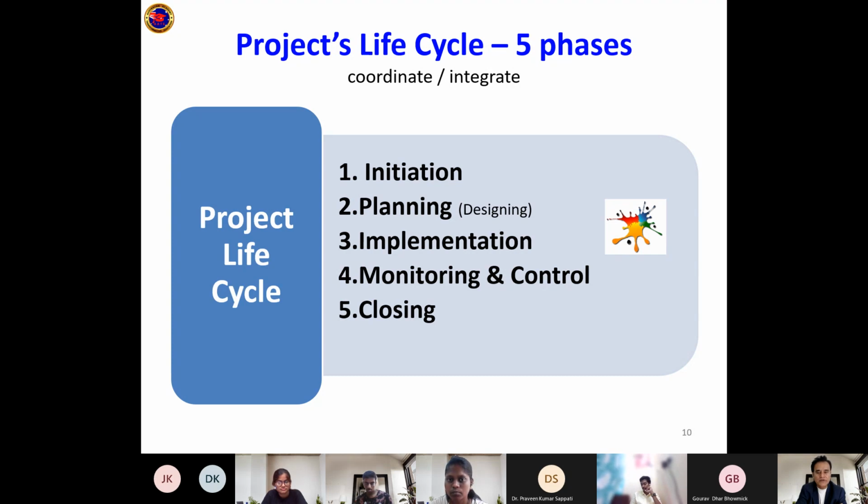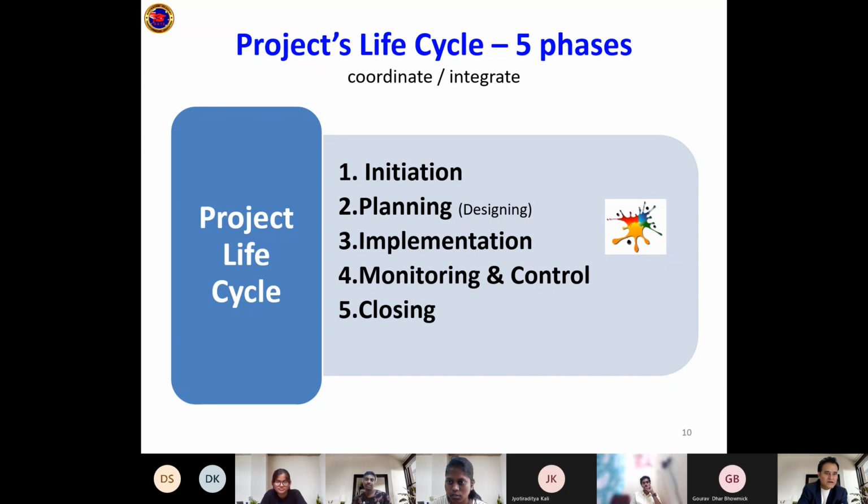What do you think will be the initiation stage? At the initiation stage, what will you be doing? Anyone jump in, please. Sir, the need of the stakeholders will be taken care of in that part.